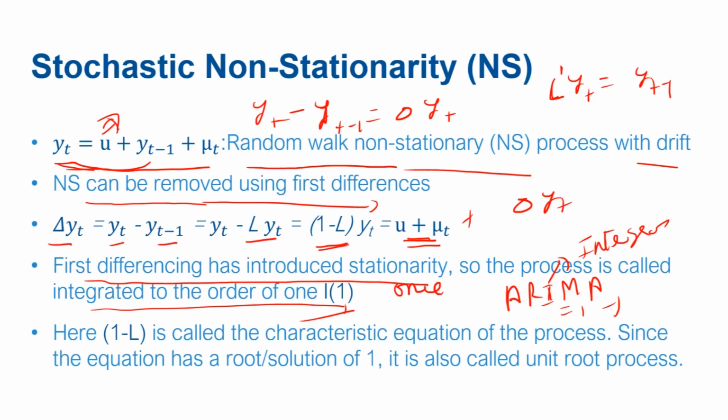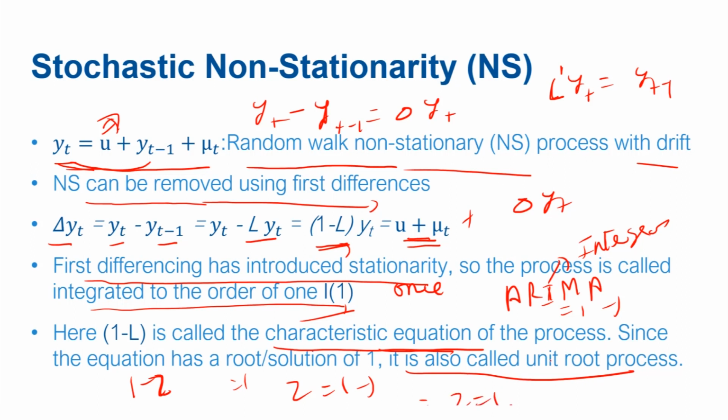Also, if you recall, this 1 minus L can be written in a polynomial form like 1 minus Z, and this is the characteristic equation of the process, and it has a root at Z equals 1, and that is why this is also called a unit root process or unit root non-stationarity. So the characteristic equation of the process has a root at Z equals 1, which also indicates non-stationarity, and that is why this is called a unit root process, because of the existence of this root which is equal to 1, or in technical terms we say that the root lies on the unit circle.